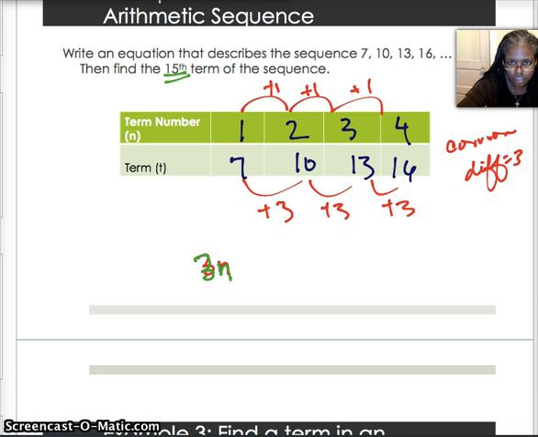I don't like how that looks. Just give me 2 seconds. And I'll say it again. I'm kind of a broken record right now. We're going to multiply n times 3.